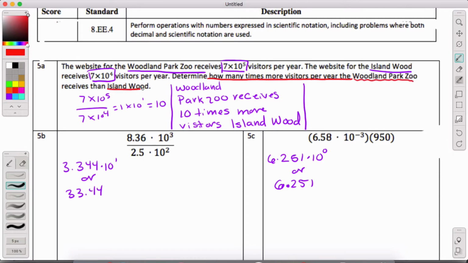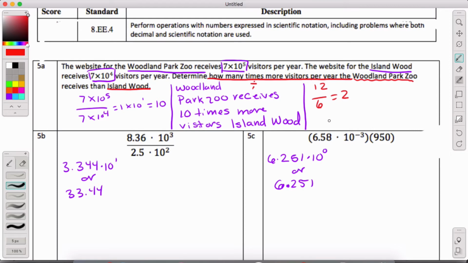So first, what automatically comes to mind is how many times more. This phrase right here tells me that I'm going to use division. Now, it may not seem like a no-brainer or that obvious, but if I asked you how many times does 6 go into 12, you would automatically think 12 divided by 6, and you'd get 2. How many times bigger is 12 than 6?